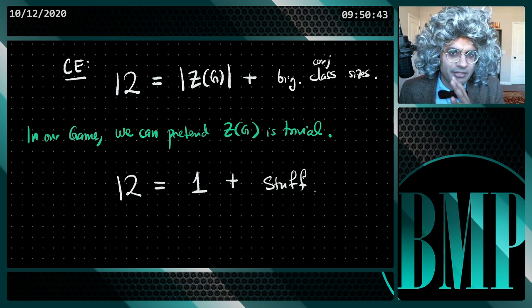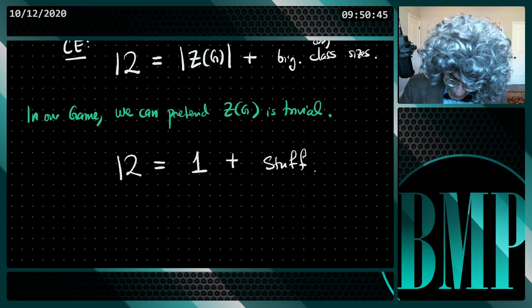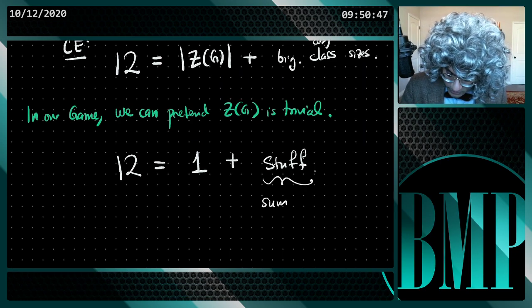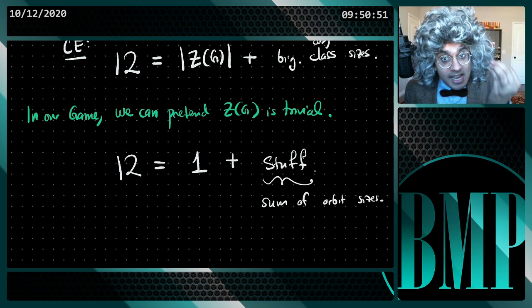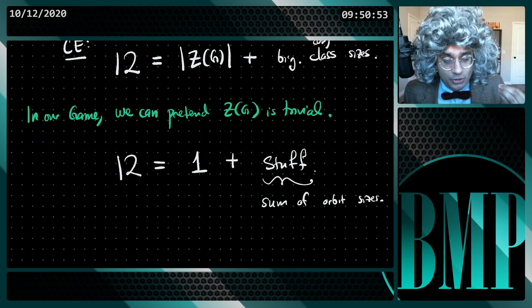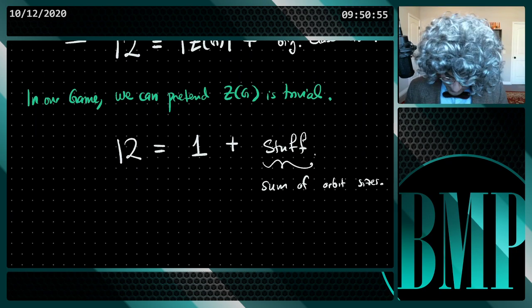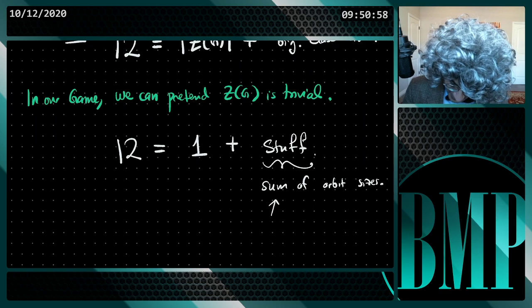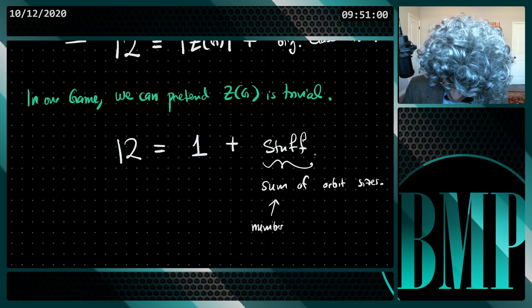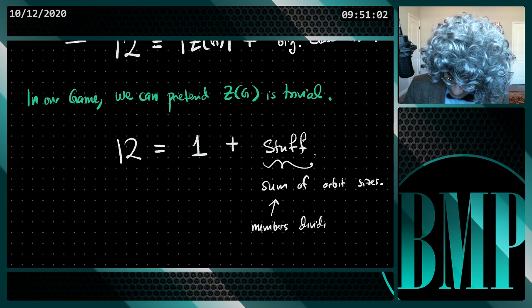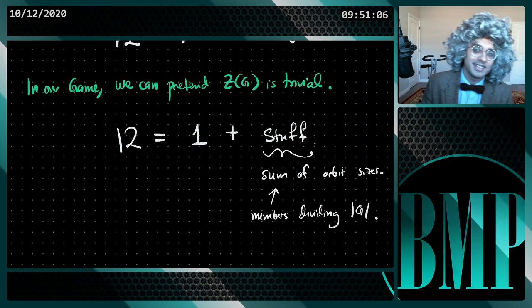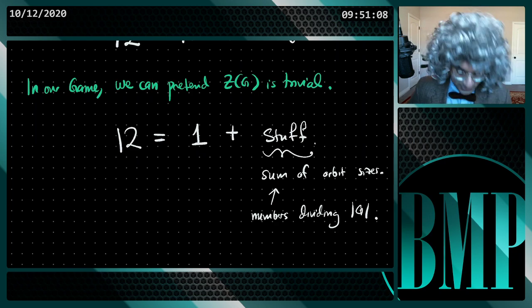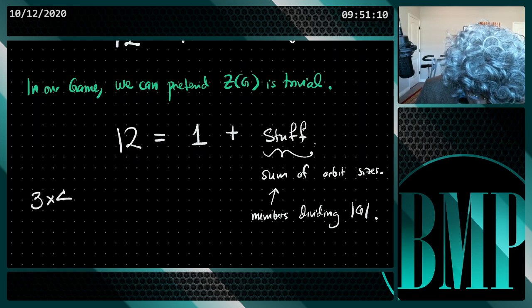Now, what's in this stuff? Look at the stuff. The stuff is a sum of orbit sizes. And the size of an orbit divides the size of the group by orbit-stabilizer. These are all numbers dividing 12. Now, 12 has lots of factors. It's very rich in factors.